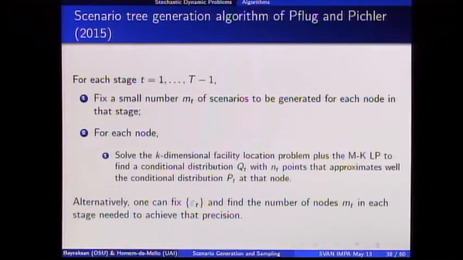They also propose an alternative way where, instead of fixing the number of scenarios, you fix the precision, and then you find the number of nodes that achieve that precision. You can do that by increasing the m until you reach a precision epsilon. In that way, you guarantee that your final tree is within a pre-specified precision of the original one. Of course, this may be big, so you cannot guarantee that it is small. It could be bigger than what you wished.